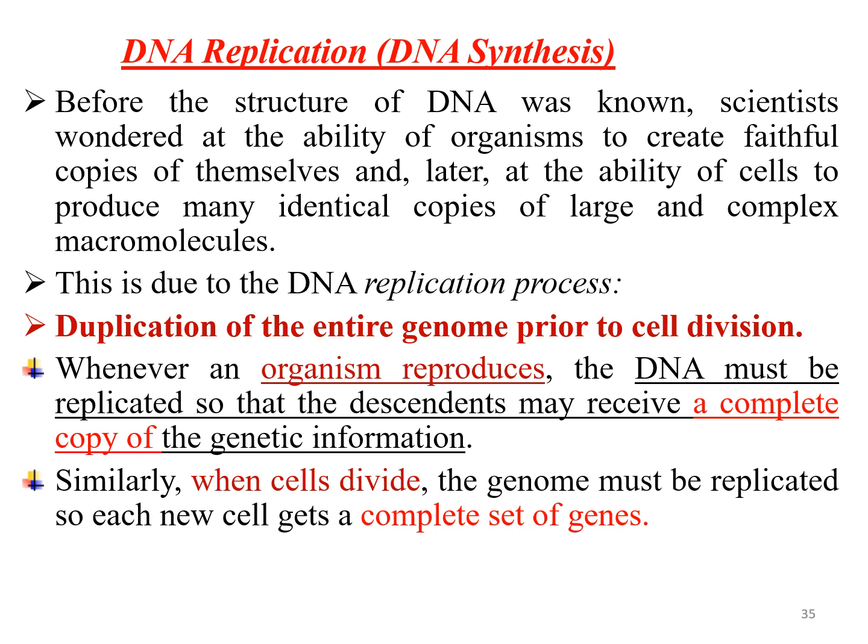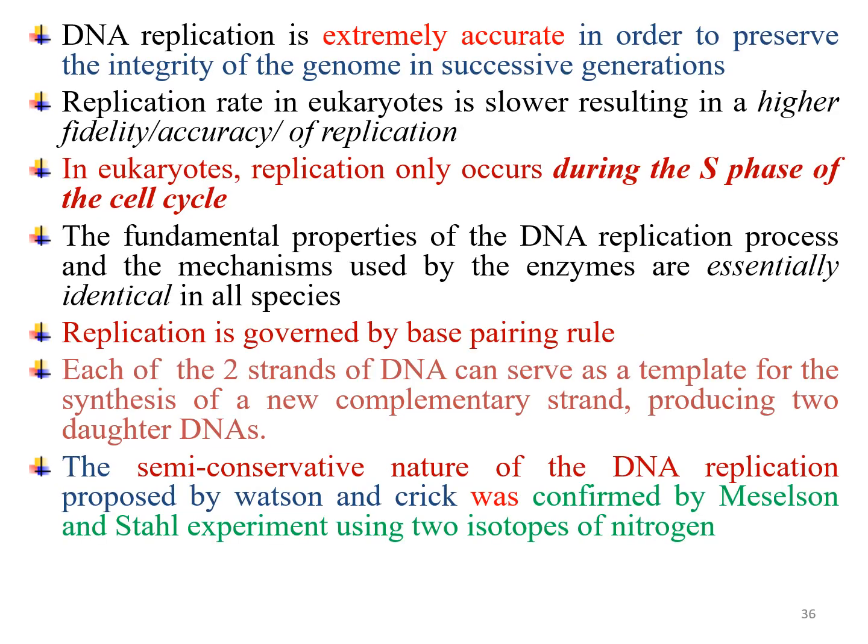So that's why different species can produce offspring which is similar to the parent, due to genetic or DNA replication or DNA synthesis. This DNA replication is extremely accurate in order to preserve the integrity of the genome in successive generations, and the replication rate in eukaryotes is slower, resulting in higher fidelity or accuracy of replication.